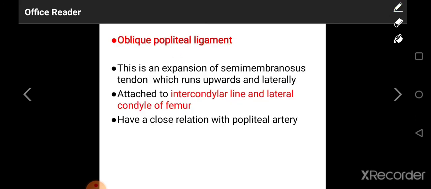Then the oblique popliteal ligament. This ligament is an expansion of the semimembranosus muscle which runs upwards and laterally. It is attached to the intercondylar line and lateral condyle of femur. It has a close relation with the popliteal artery.